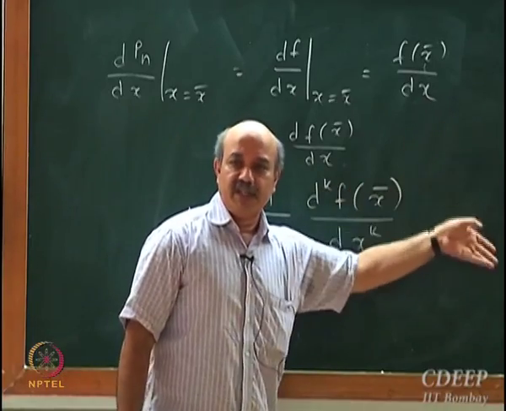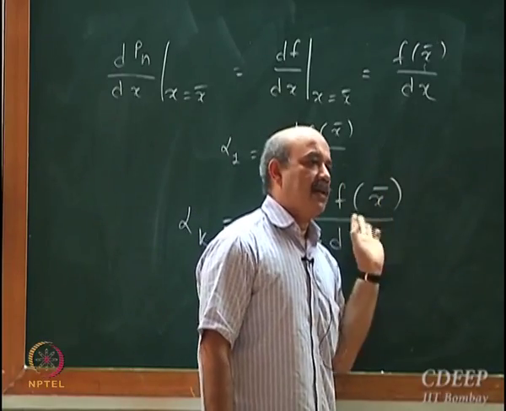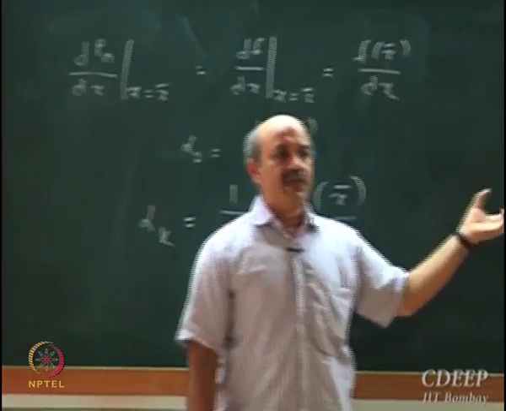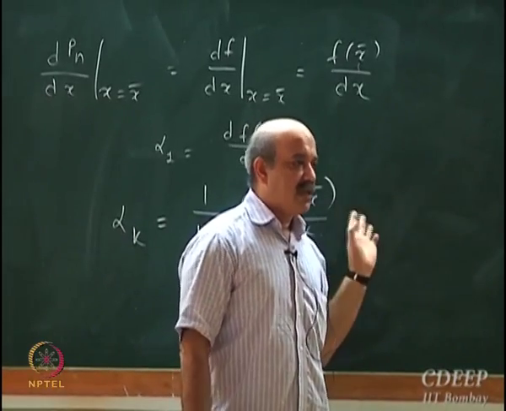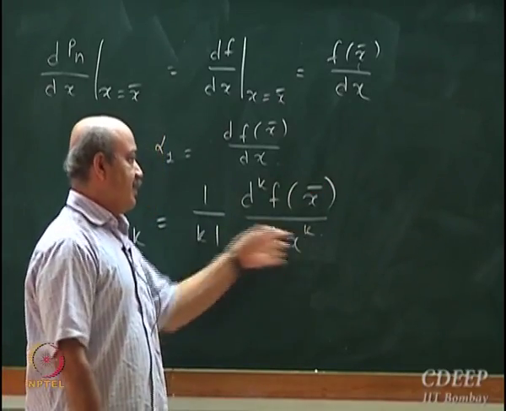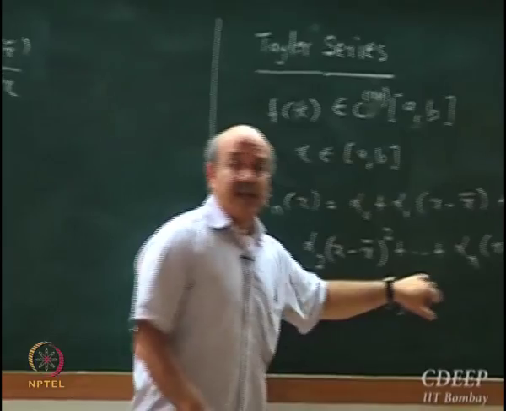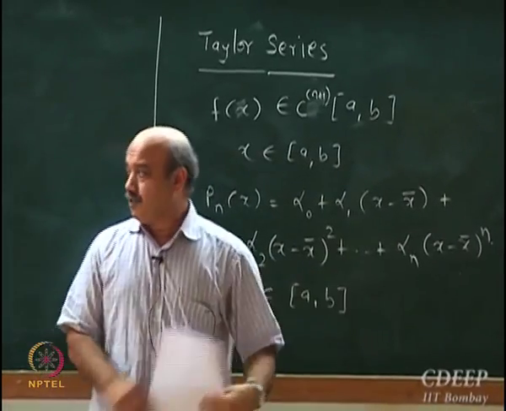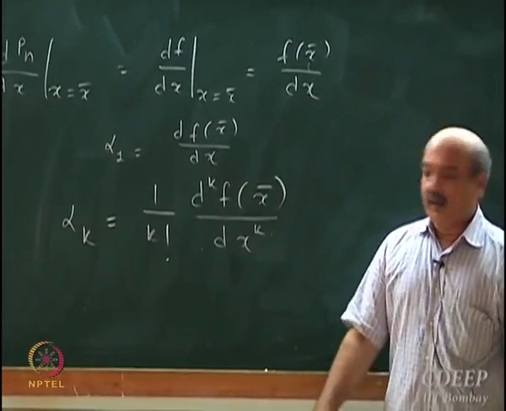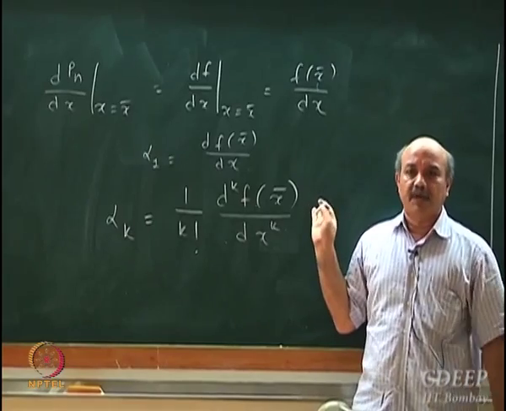It's very easy. You just go on differentiating, substitute x equal to x bar, okay, and equate right hand side equal to left hand side. You have imposed the condition that the derivatives of the polynomial approximation and derivatives of the original function should be identical. If you just impose that condition, okay, it is a very simple derivation to arrive at this general condition, that for this particular polynomial, any kth coefficient is actually given by 1 by k factorial d^k f by dx^k, that is the kth derivative of f at x equal to x bar.